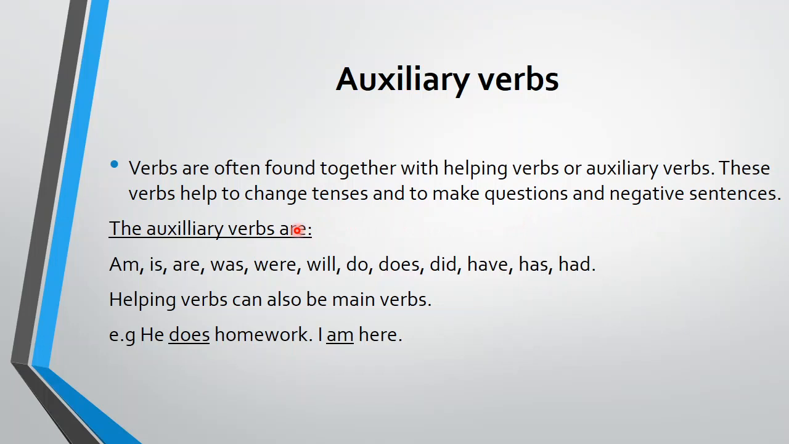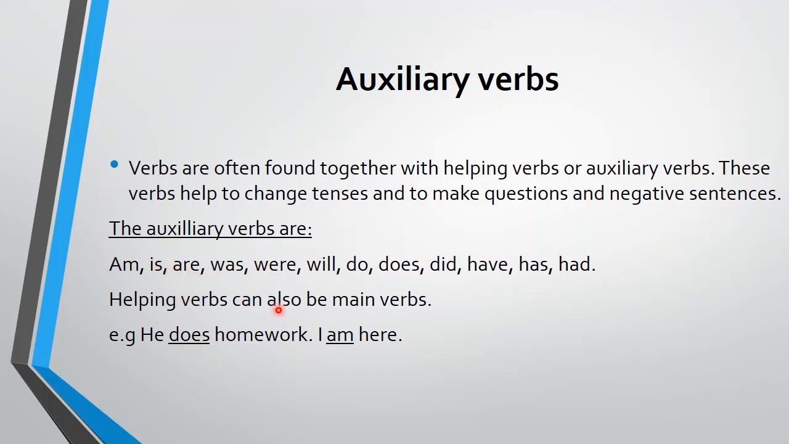The auxiliary verbs are words such as am, is, are, was, were, will, do, does, did, have, has, and had. These ones, do, does, did, are verbs to do. Have, has, had are verbs to have. And then these ones, will, were, was, are, is, and am are verbs to be.